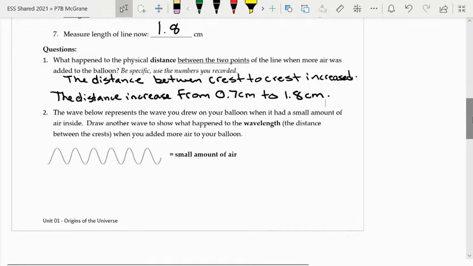All right, now we're going to draw the wave. It says the wave below represents the wave that you drew on your balloon when it had a small amount of air inside. Draw another wave to show what happened to the wavelength, which is the distance between crest to crest, when you added more air to your balloon. And so I'm going to say that my wavelength, okay, it got bigger. And I'm going to draw my new wavelength so I can show that it got bigger.